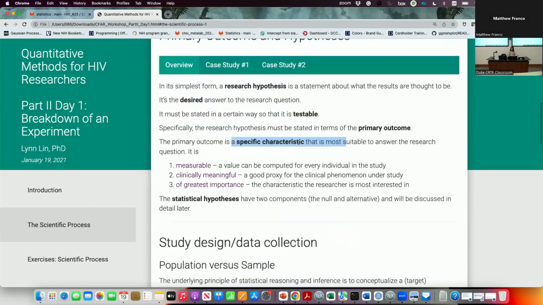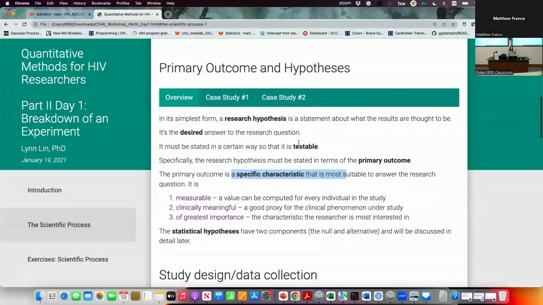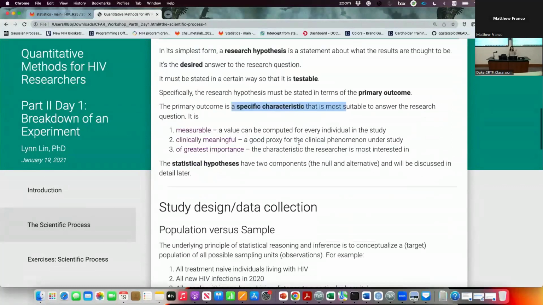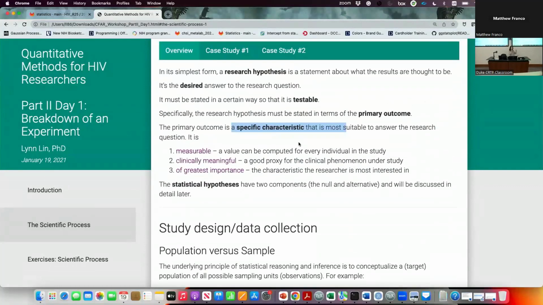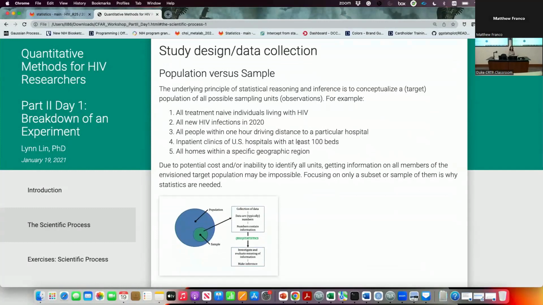Okay, so now you are going to determine how to measure the primary outcome so that you make your research question quantitative, right? And now it comes to how you are going to design a scheme to actually collect data. So this is the part where we actually need to use statistics, right?